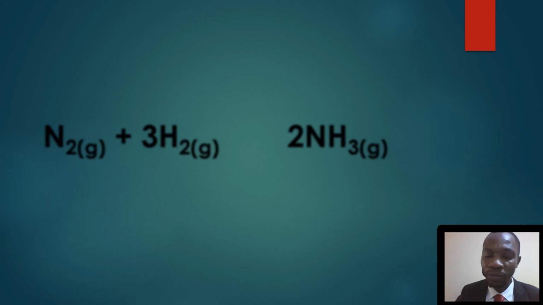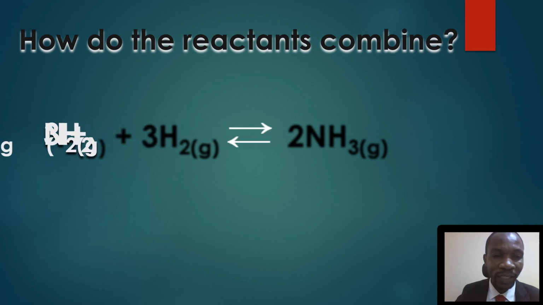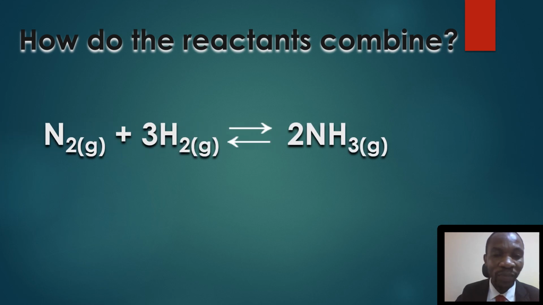And the other question you should ask yourself in this Haber process is, how do these reactants combine to form the product? So how does nitrogen gas combine with hydrogen gas to form ammonia? It is so simple. You have to write a balanced chemical equation for the reaction. So nitrogen gas reacts with hydrogen gas to form ammonia.